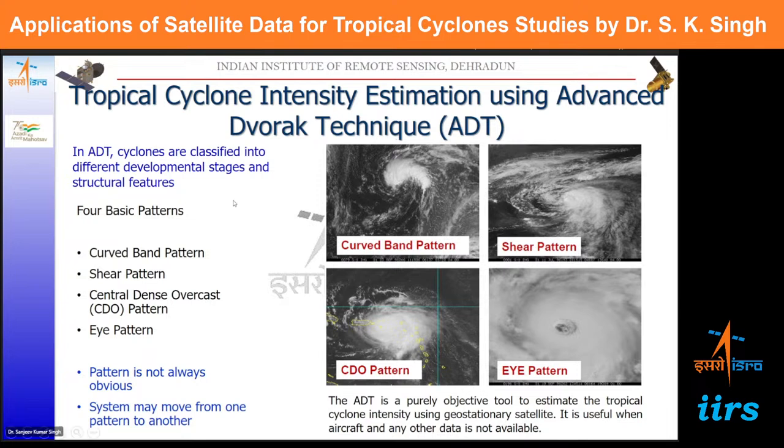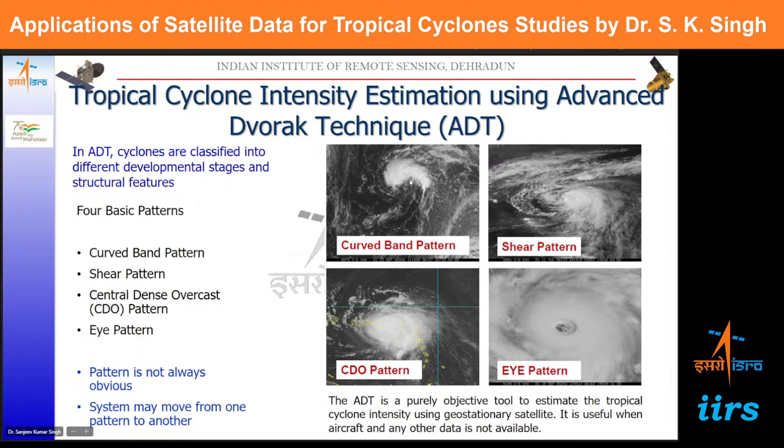The name Dvorak has been taken from Vernon Dvorak, an American meteorologist who developed this technique in the early 70s or 80s. Further, this scheme was modified by Olander and Velden, and it is called the advanced Dvorak technique. This technique is basically based on pattern matching.